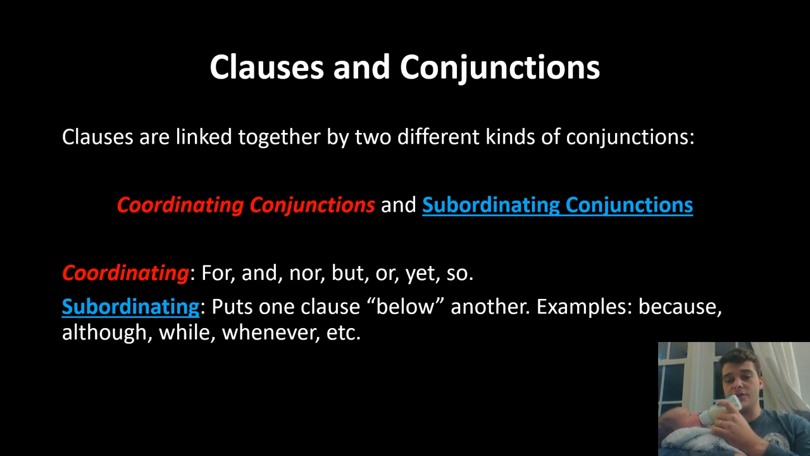And subordinating conjunctions, there are tons of them. In fact, new ones are created, but there's lots and lots of ones. So, subordinating conjunctions put one clause below or they attach it to another clause. Examples of this would be because, although, while, whenever, etc. There are tons and tons of them, way too many to list.